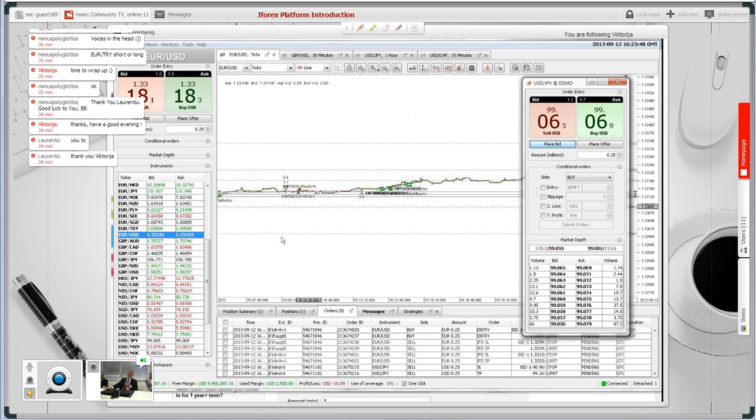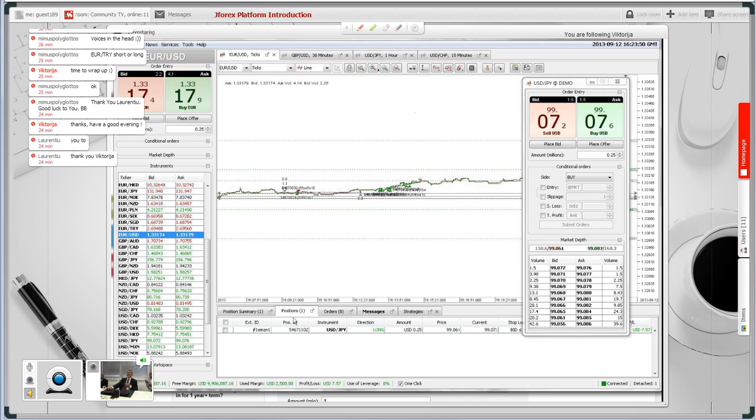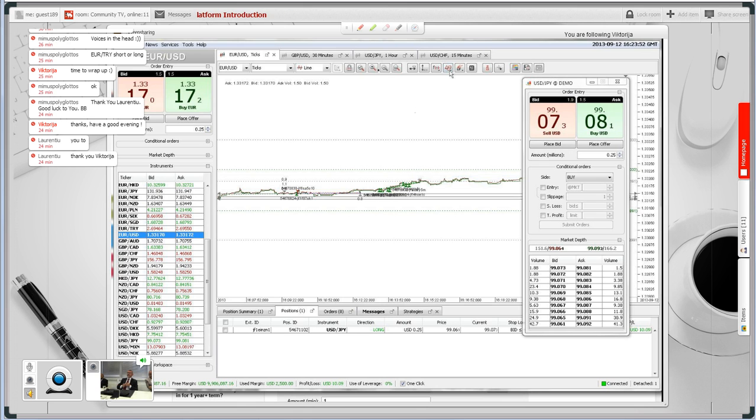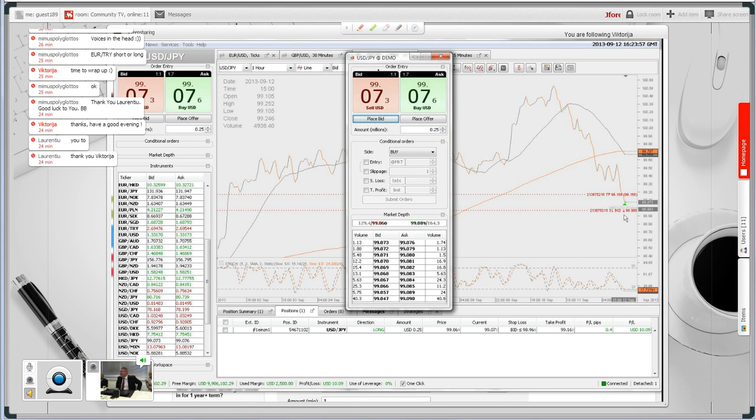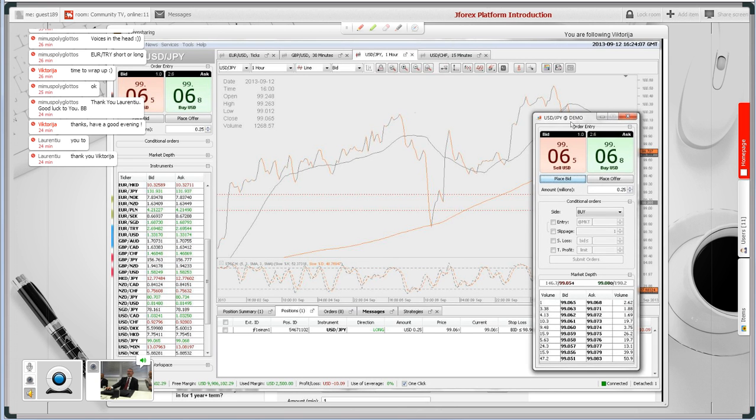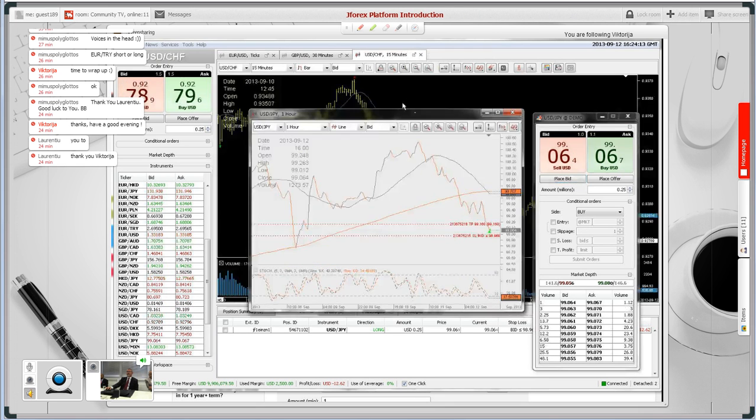I can follow my dollar yen charts here. I bought when the market goes down. I don't know if it's a good idea. Anyway, that's for testing. What I can do is I set my dollar yen chart price here, and I will undeck the dollar yen chart.